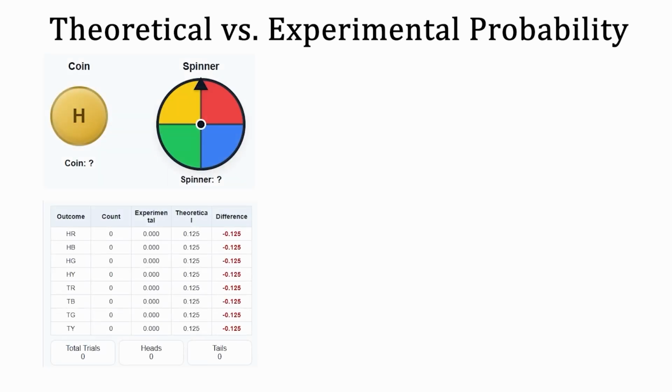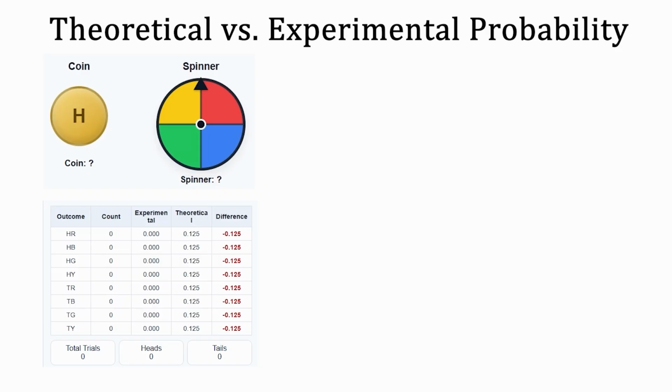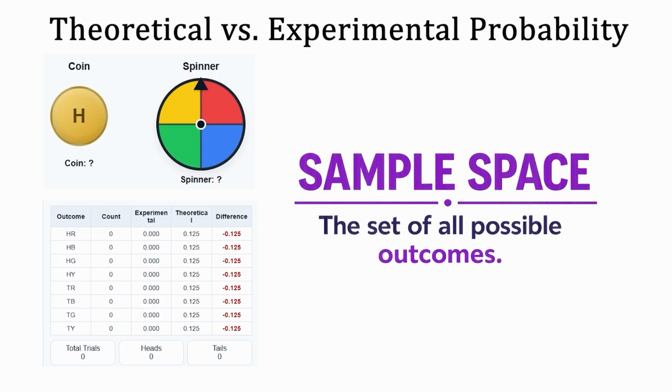In this video, what we're going to do is explore the difference between theoretical probability and experimental probability. Theoretical probability is what we expect to happen before conducting any experiment. It is based on the number of favorable outcomes compared to the total number of possible outcomes. The set of all possible outcomes is called the sample space.